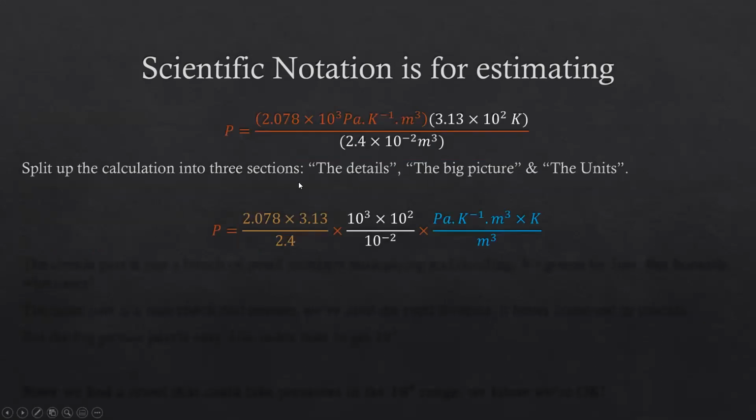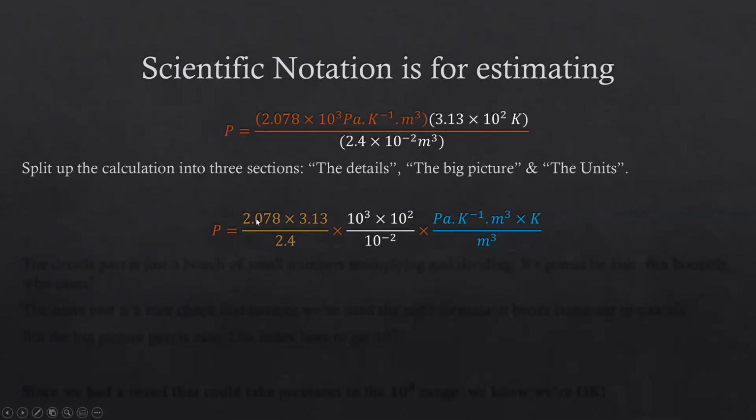One of the neat tricks of scientific notation is that any multiplication like this can always be split up into 3 sections, or in math class 2, because they always don't write the units and it drives me crazy. But 3 sections.